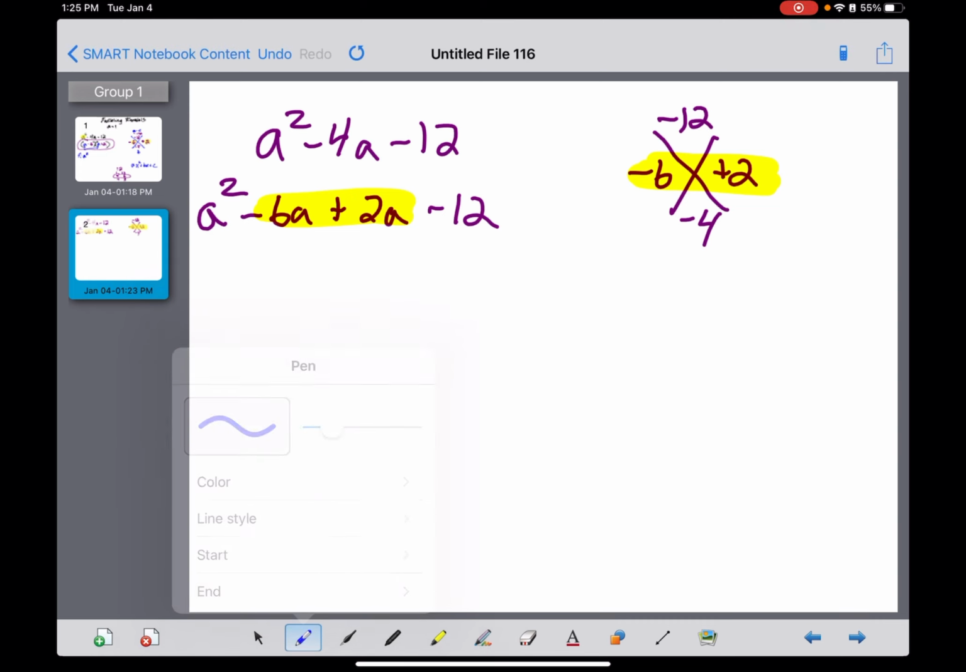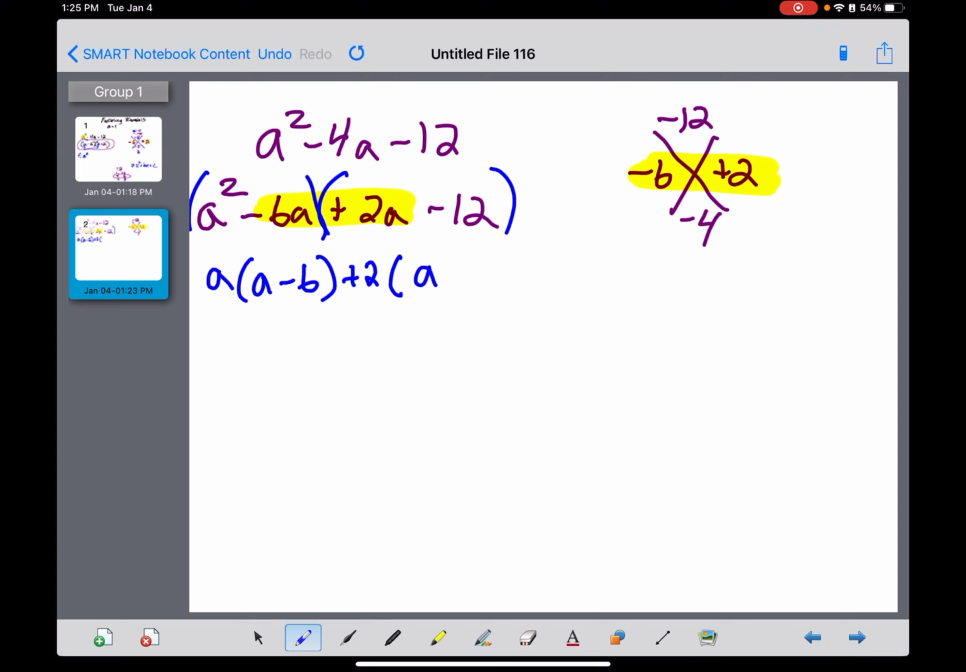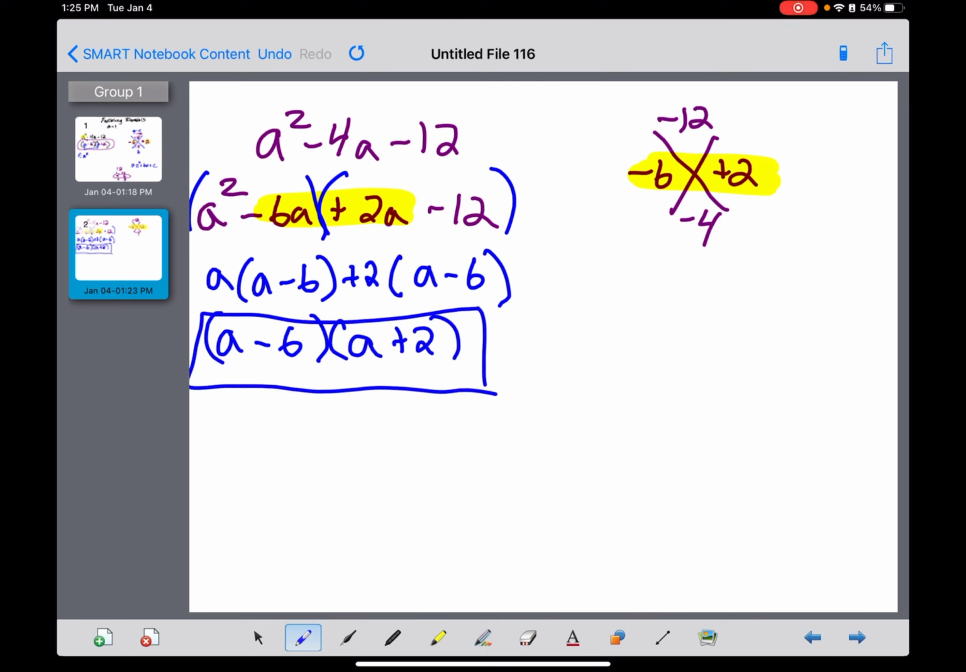So we could go ahead now and group these first two together and take out a GCF. GCF for there is a, and that would leave me with a minus 6. And then I could take a GCF out of this second part, which is 2, and then that leaves me with a minus 6 as well, and you get a minus 6 and a plus 2. That's kind of called splitting your middle term.